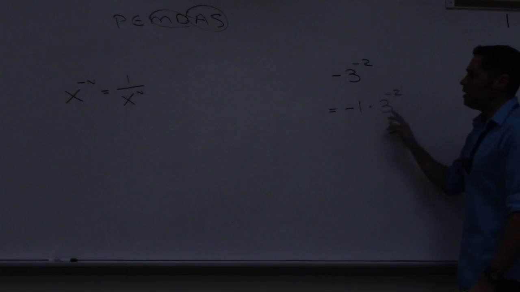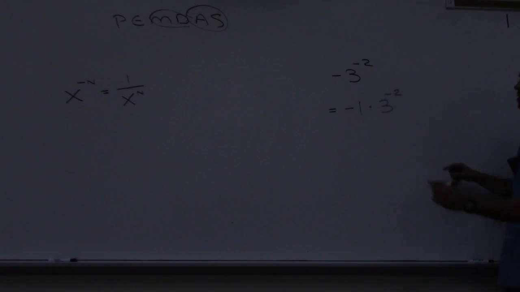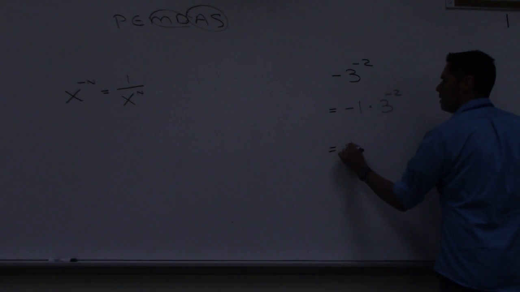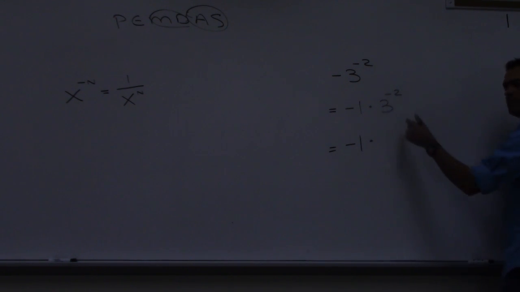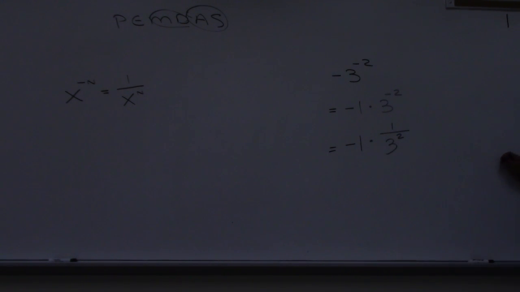So in this problem right here, x is the 3 to the -2. So this is really -1 times what? 1 over 3 to the second power. What's 3 to the second power? 9. So this is really -1 times 1/9, which is -1/9.